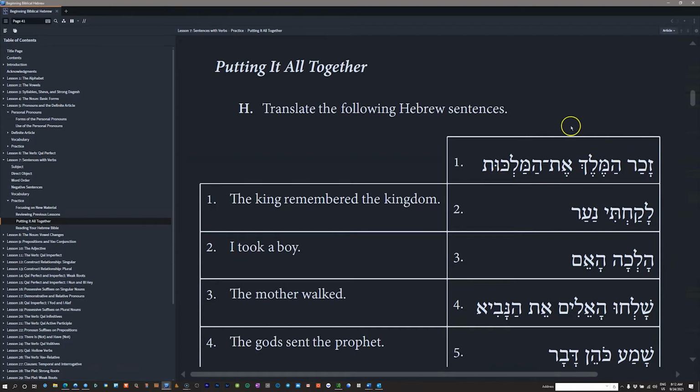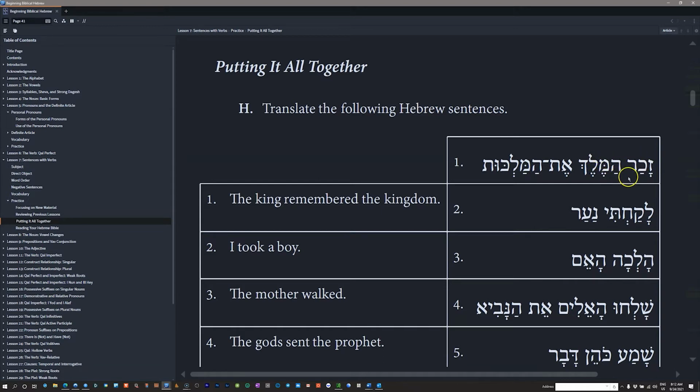So now that we know what all these words mean, Zachar, remembered, Hamelech, the king, Et Hamalchut, the kingdom, we now ask, what are each of these words doing in the Hebrew sense? What is their function? Zachar is the main verb. Hamelech, this is a noun. What's its function? Probably subject, because right now our two real options are subject and direct object, and since it's definite, if it were the direct object, it would have et, and it does not, so it's not the direct object. What else is left?